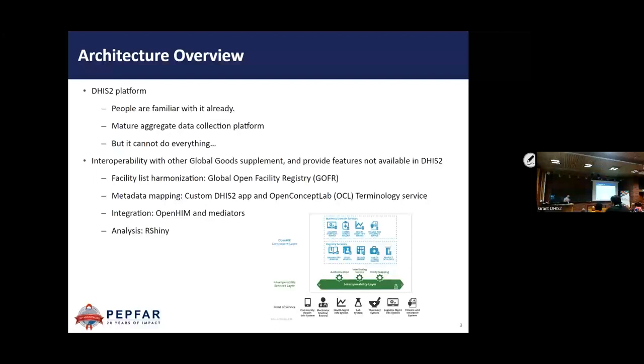So we have facility level data. It's pretty granular. There is a smaller set of indicators. We don't do a lot for this activity, but you want to do comparison side by side. And RShiny, which is a web version of R code, gives us that.